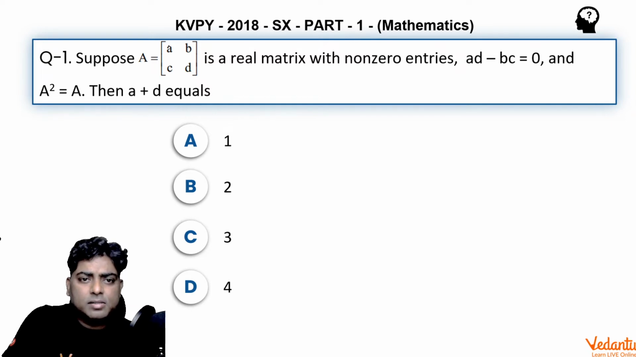Suppose capital A is the 2 cross 2 real matrix ABCD, which means all the entries are real, with non-zero entries, and none of the entries is zero. And AD minus BC, which is also the determinant of this matrix, is zero, and A square is equal to A. Then A plus D, the sum of diagonal elements, equals? Given options are 1, 2, 3, 4.